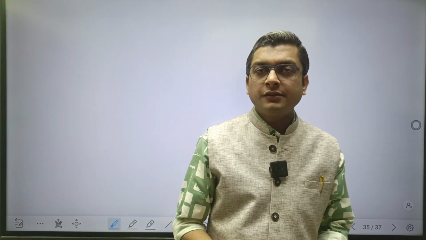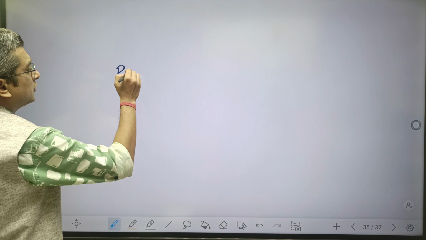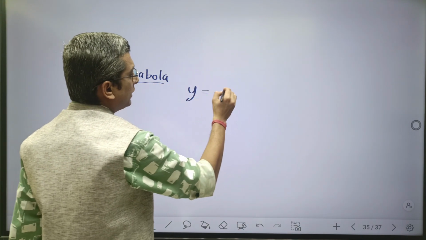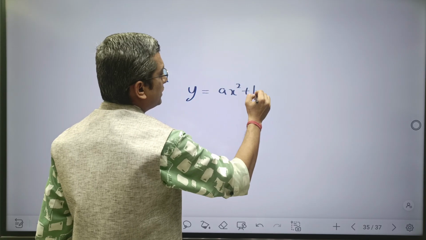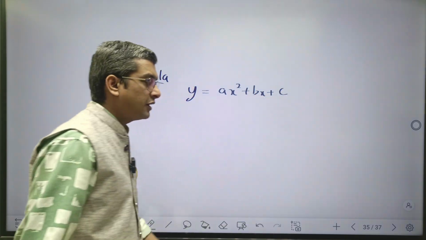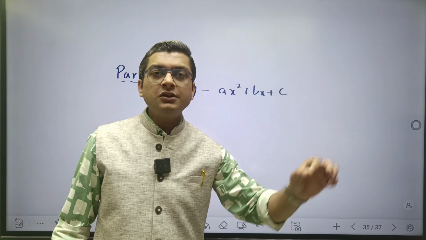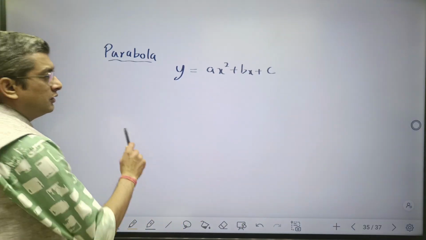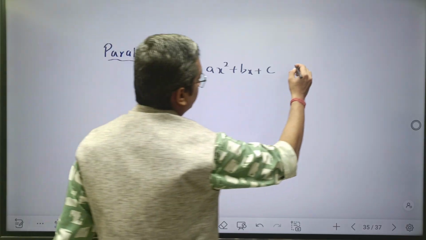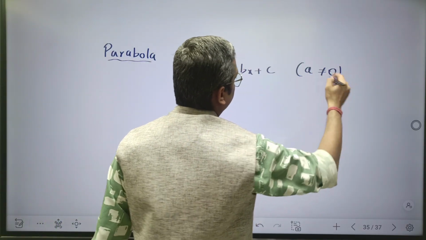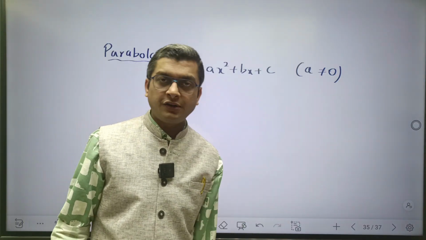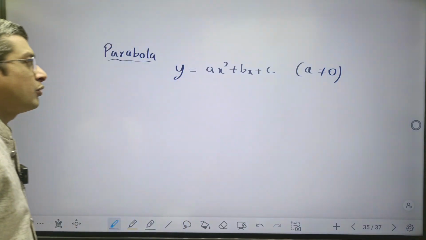Now the second graph is the parabola, isn't it? Any equation like ax square plus bx plus c, that is a quadratic equation, where the highest power of x is 2, is represented by a parabola. Now there are many cases, but here the condition is that a is not equal to 0. It means the x square term must be there, only then the equation will be represented by a parabola. So how can we plot the parabola?